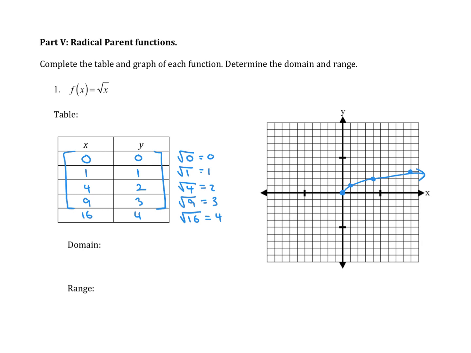The domain of this function, since it's only 0 and positive values of x, we say that x is greater than or equal to 0. And the range is also going to only be positive values of y. So the lowest y value is 0, and then it goes up forever. So y is also greater than or equal to 0 would be the range. And that's our parent function for f of x equals the square root of x.